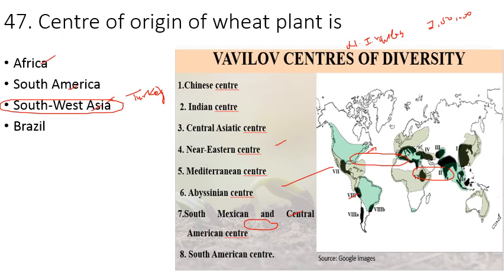he identified the following 8 centers of origin of cultivated plants, which include the Chinese center, Indian center, Central Asiatic center, then we have the Near Eastern center, Mediterranean center, Abyssinian center, South Mexican center, American center, and South American center. So these are the centers of origin of different crops, and he divided the world's geographical area into these 8 centers of origin.